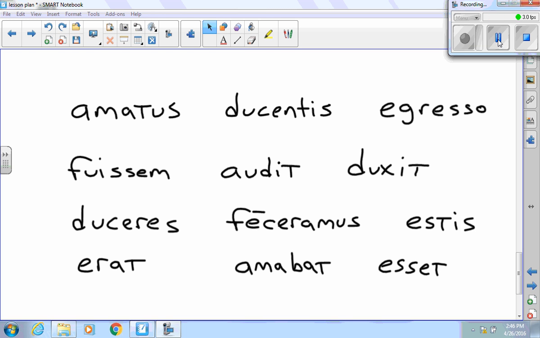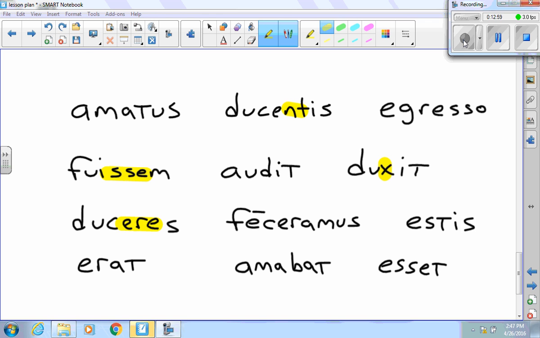Now how can I tell? Some of them there really isn't anything to look at. I mean, with amatus, I got nothing. If I don't know that's a fourth principal part, I'm not going to get that. The nt in ducentis is a clue that that's present. Aggresso, nothing to help me. This issem right here, this isse plus an ending, that's pluperfect subjunctive. No marker, no clue, nothing for audit, so that's present. I've got a marker here with that x. So I have a marker that's perfect.